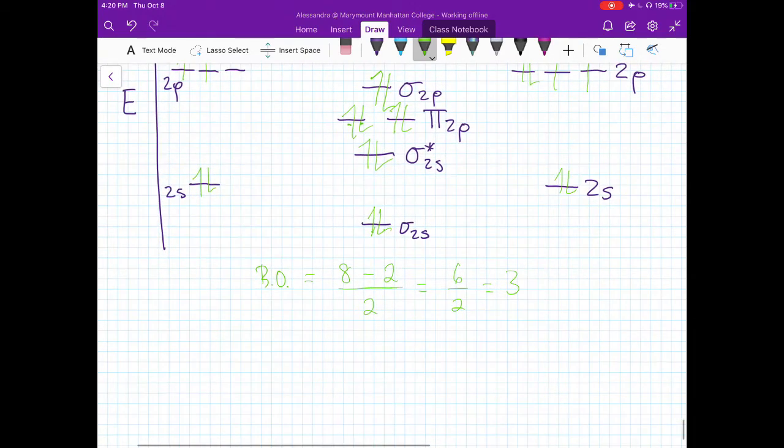A bond order of 3 makes sense for cyanide because I know if I draw its Lewis structure that this is a triply bonded molecule. So a bond order of 3 corresponds to that triple bond in the cyanide ion. So that makes sense.